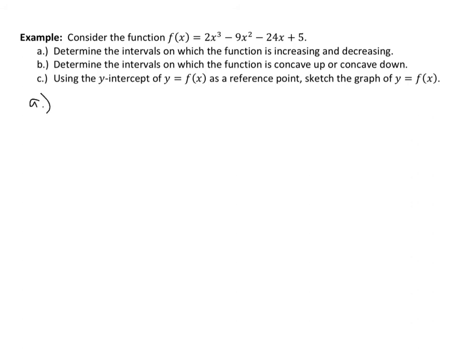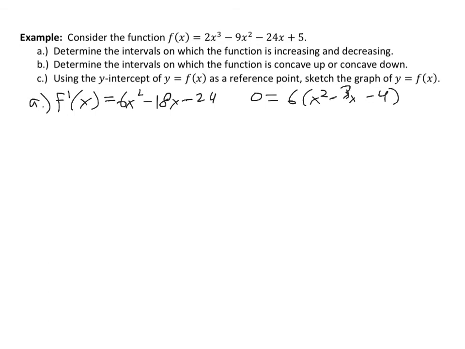So part A, I need to start by taking the derivative. The derivative of this thing is 6x squared minus 18x minus 24. I now need to set this thing equal to 0. So 0 equals, and it looks like I can factor that. I could factor out the 6, x squared minus 3x minus 4. And then that thing even can factor. This would get me 6 times (x minus 4)(x plus 1). So it looks like my values here are 4 and negative 1.